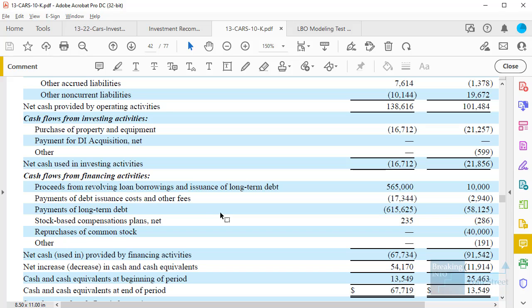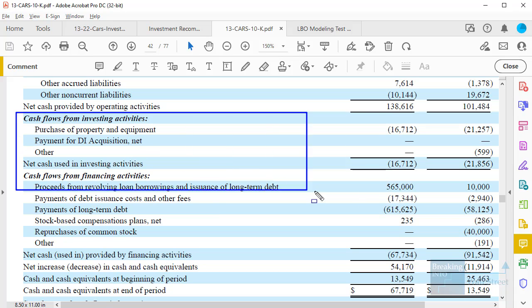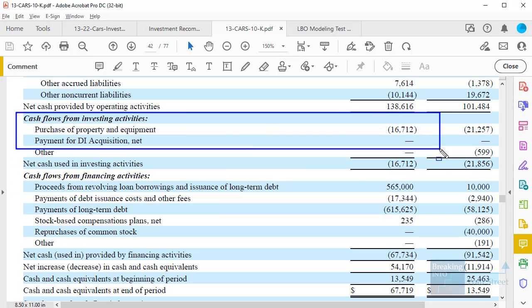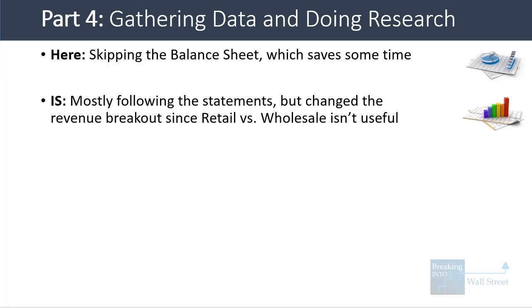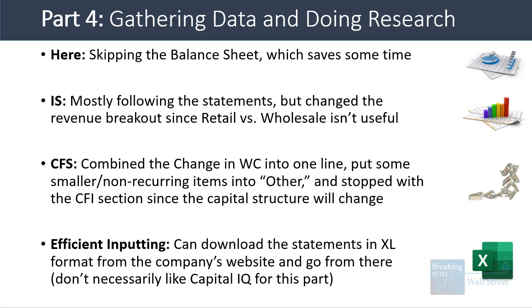And then down here, the main change is that we only include CapEx and acquisitions in investing activity, and then we left out financing activities altogether. This doesn't matter because it's an LBO model, so the capital structure will change anyway. And I've just summarized some of what I just said there. You can download this company's financial statements in Excel from the website.